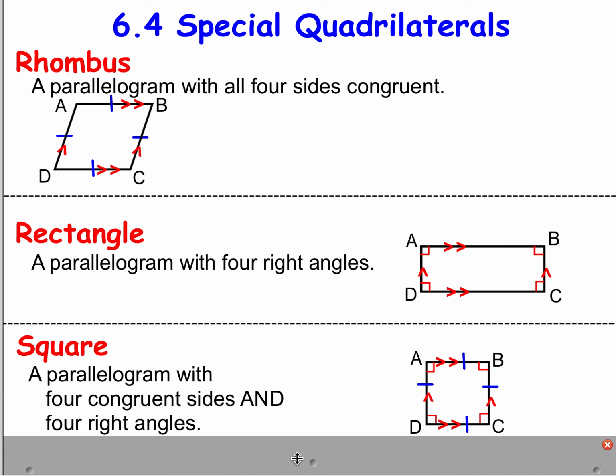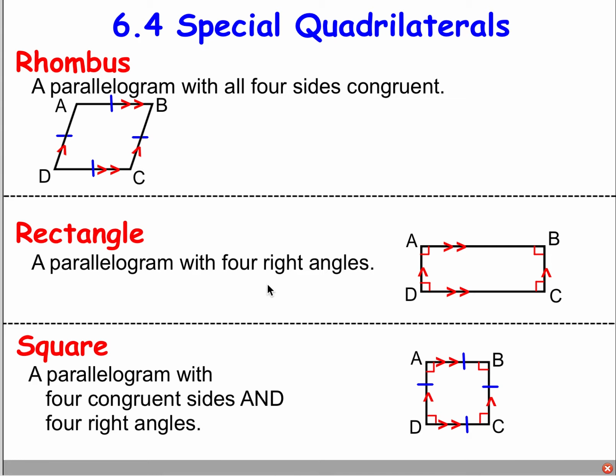And then the last one, of course, is a square. A square is a parallelogram that has four congruent sides and four congruent angles. So it is like a combination of a rhombus and a rectangle because the sides are congruent, but also the angles are all right angles.